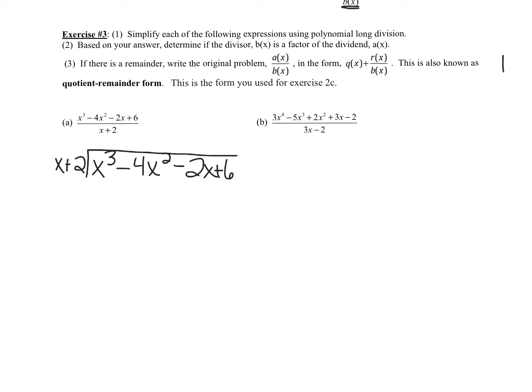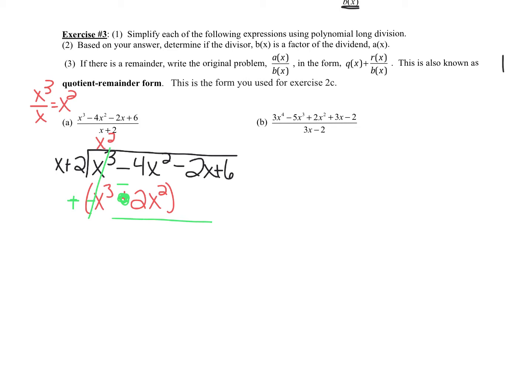Our first thing is how many times does x go into x cubed? If I want to write that on the side, I can. If I subtract exponents, I get x squared, right? So x goes into x cubed, x squared times. And then we multiply. So x times x squared is x cubed. 2 times x squared is 2x squared. Here's where things get a little fancy because we have to think about negatives. So we're subtracting, make it positive, make that negative, change the sign here.